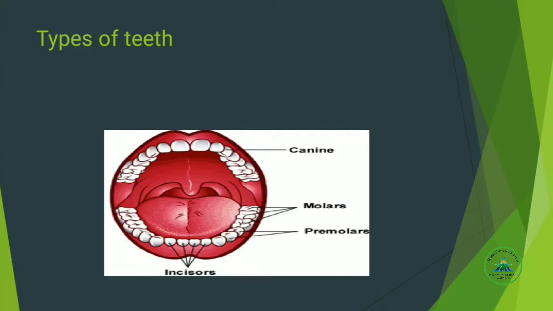Now, the fourth one, molars. These are also grinding teeth. There are 6 molars in each jaw. They are larger than premolars.